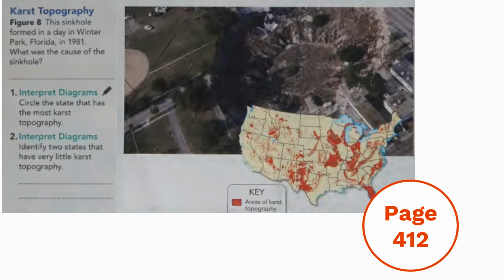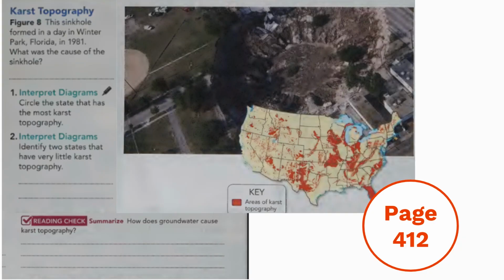Refer to Figure 8 on page 412 to interpret the diagrams. Circle the state that has the most karst topography. Also, interpret diagrams. Identify 2 states that have little karst topography. Finally, complete the reading check question. How does groundwater cause karst topography?